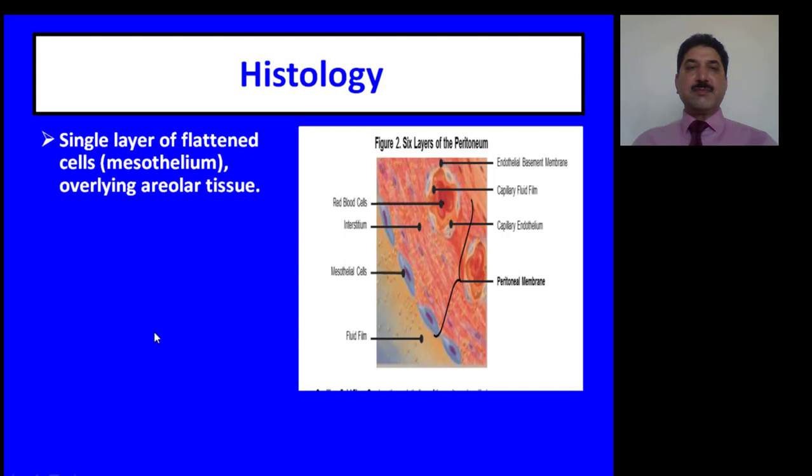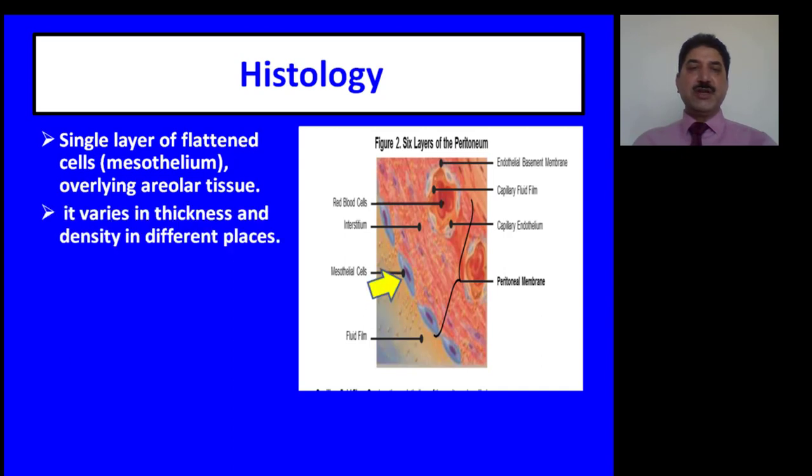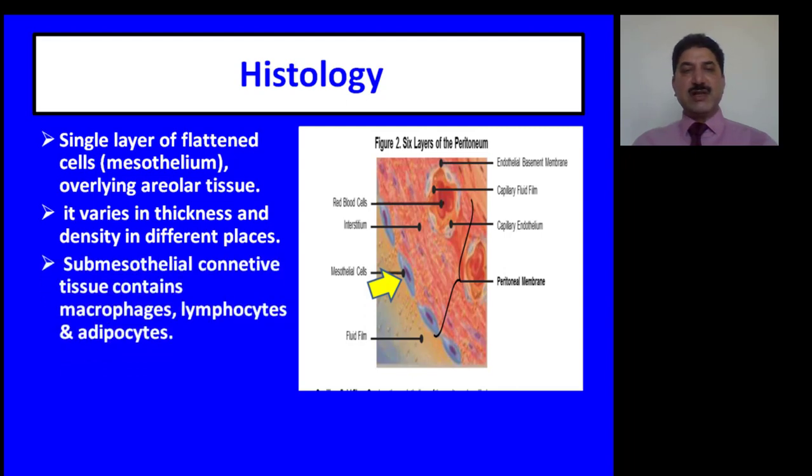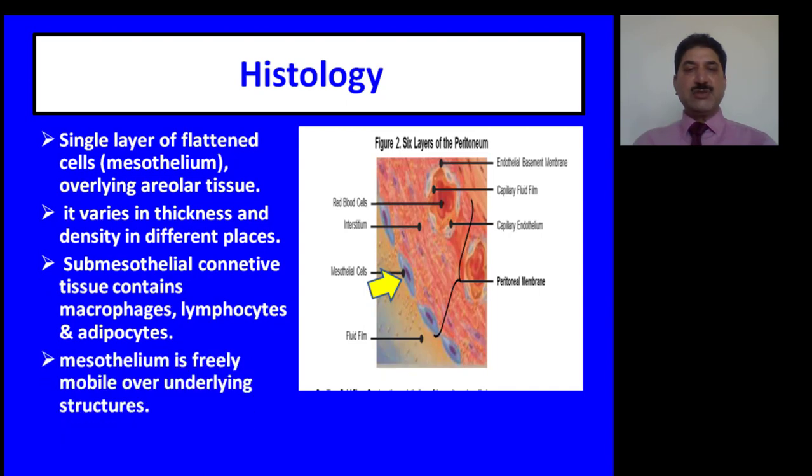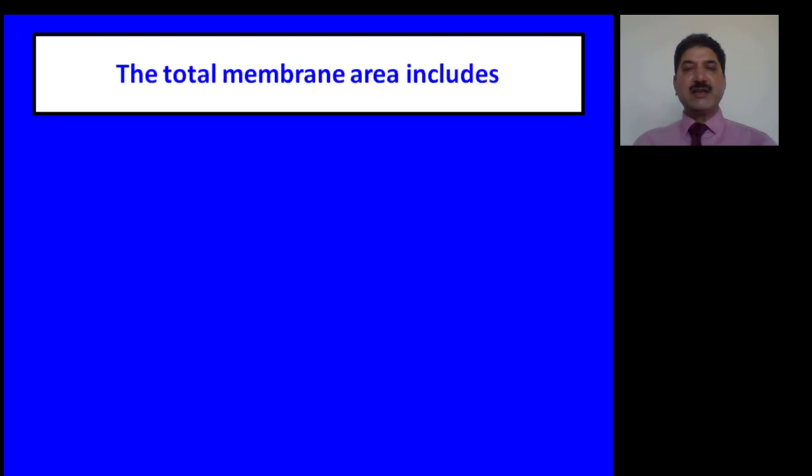Histologically, it is composed of a single layer of flattened cells called mesothelial cells. These cells rest on underlying areolar tissue. It varies in thickness and density in different places. Submesothelial connective tissue contains macrophages, lymphocytes, and adipocytes. Mesothelium is freely mobile over underlying structures.